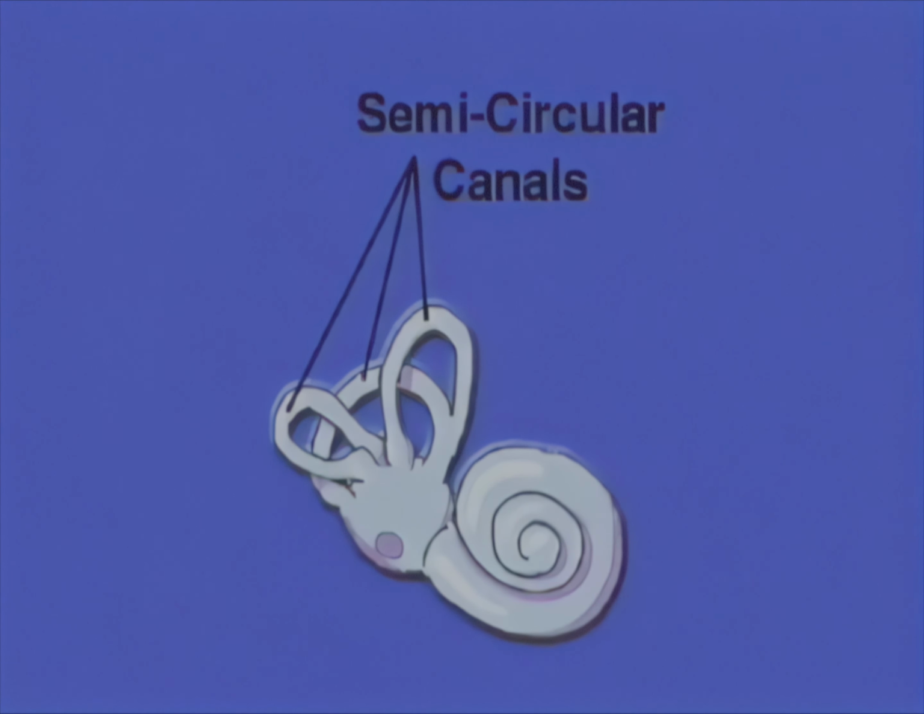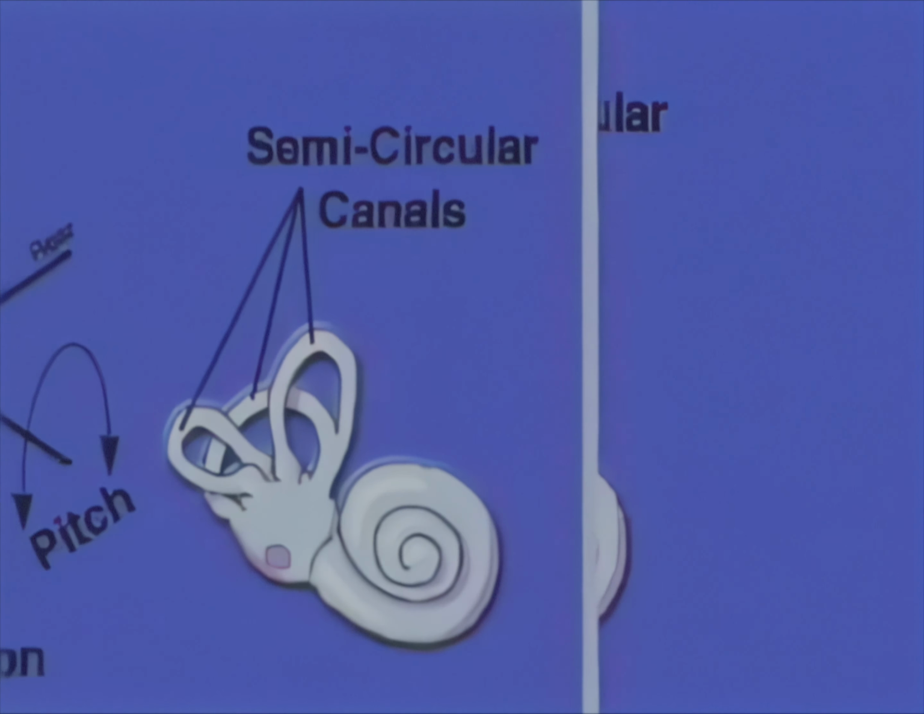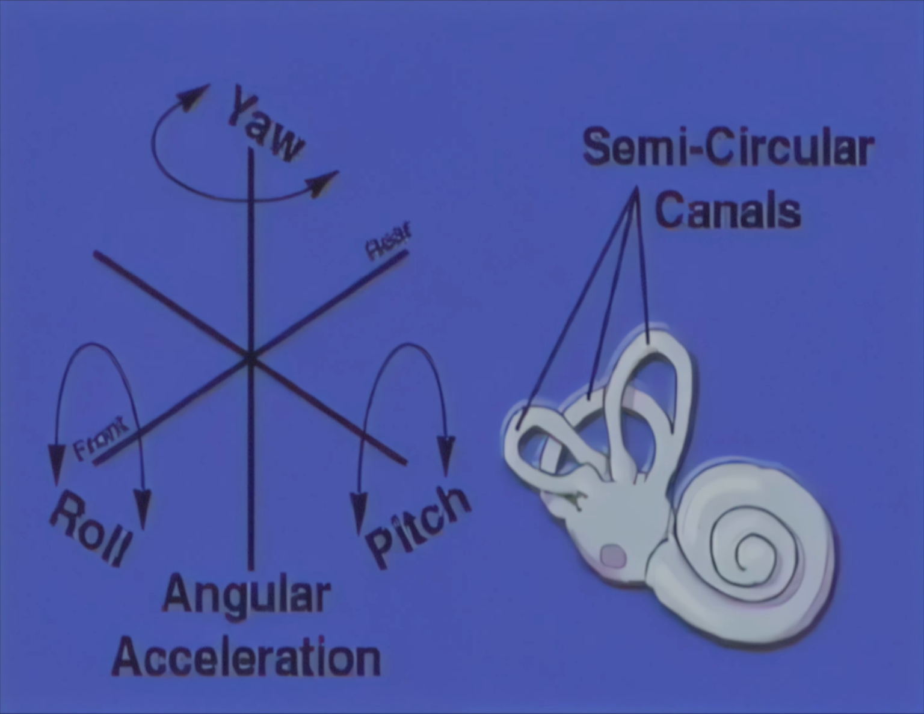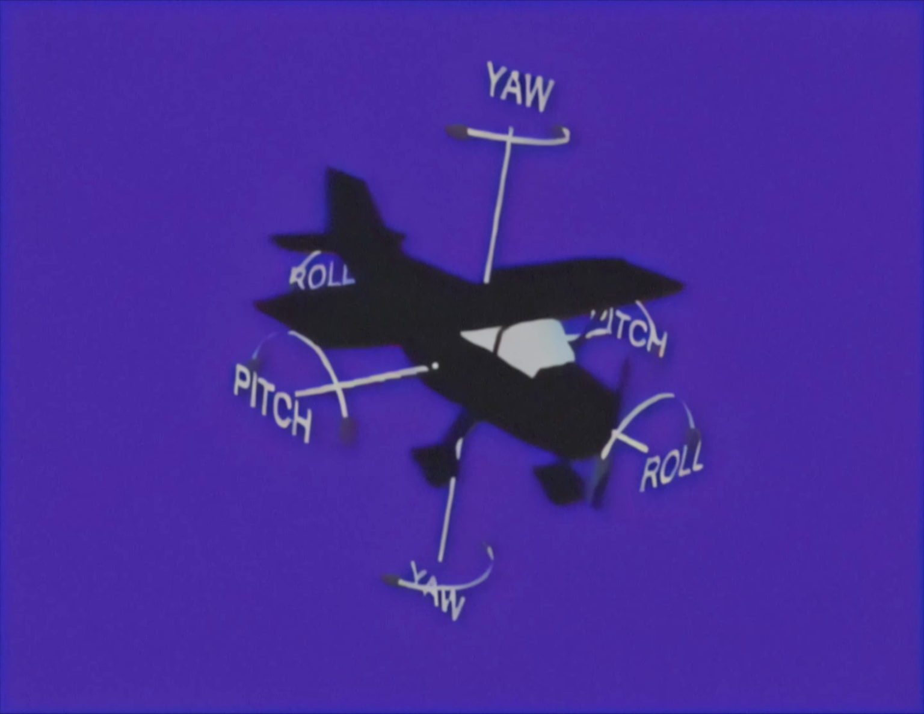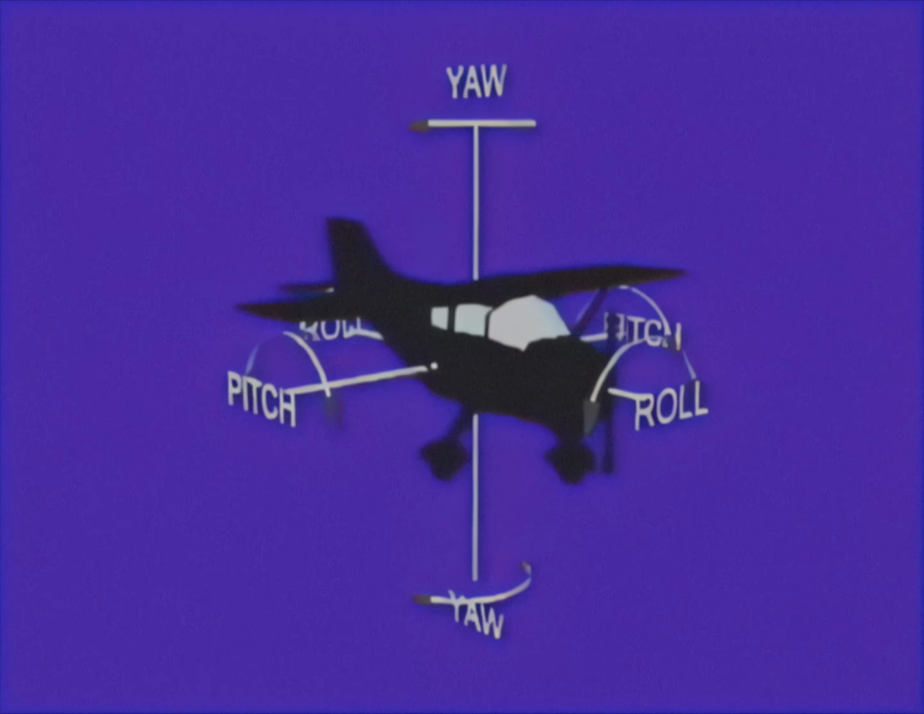Three half-circular interconnected tubes inside each ear comprise the semicircular canals. The semicircular canals of both inner ears monitor angular acceleration and sense rotation in 3 dimensions. The planes of the 3 canals in each ear correspond to the roll, pitch, or yaw motions of an aircraft.